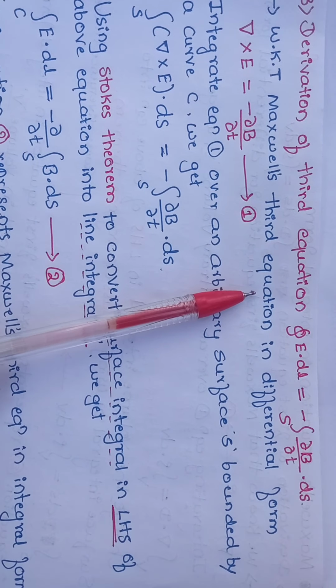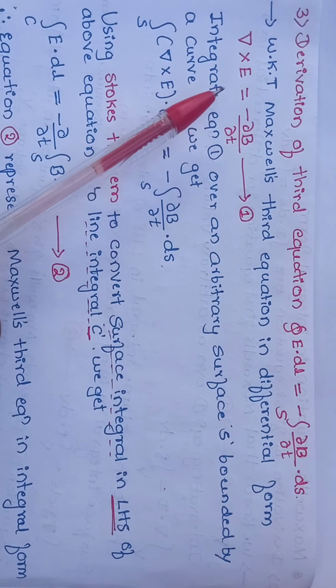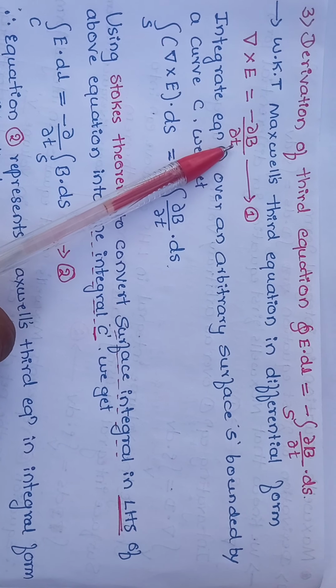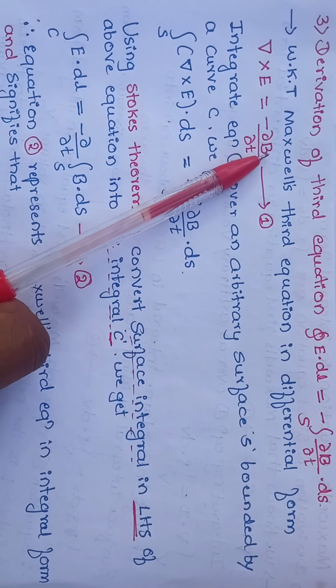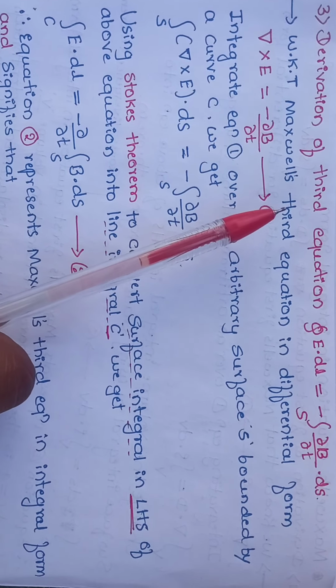What is Maxwell's third equation in differential form? Del cross E equal to minus ∂B by ∂t. You have already derived this one. Del cross E equal to minus ∂B by ∂t. Call that equation number 1.